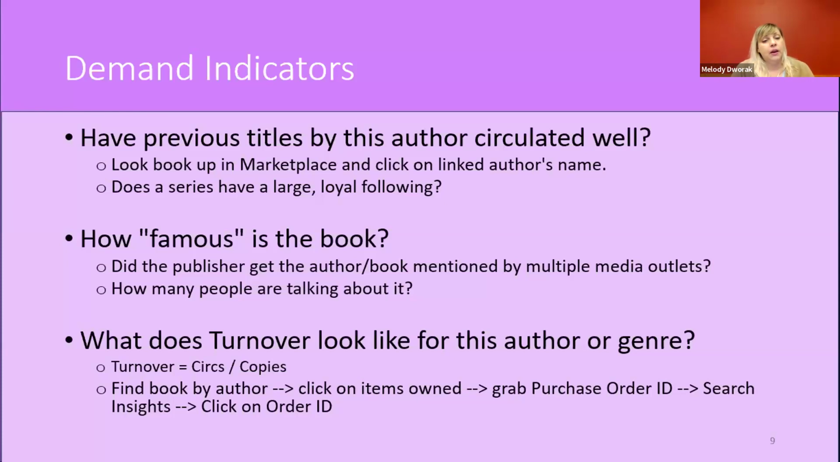And then, what does turnover look like for this author or genre, which is something you can use the Overdrive data to see. Turnover is just the number of circs divided by the number of copies. So you can find a book by the author, and click on the items owned. It's a little bit of a process, but you can grab the purchase order ID and use the Insights tab to find that order ID. When you click on the order ID, it's going to give you that turnover information.